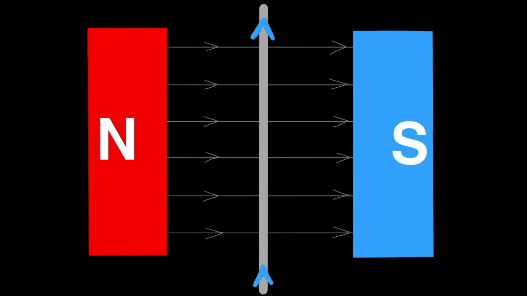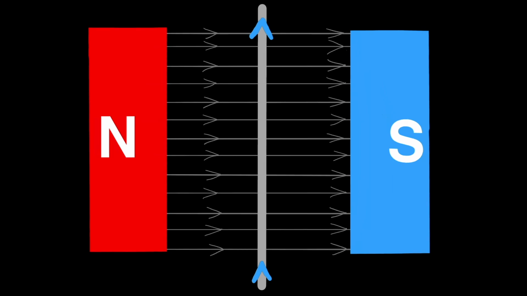Because the force is produced by the interaction of magnetic fields, one thing that we can change is the magnetic field strength between the north and the south pole. We call the measurement of this field strength the magnetic flux density, which is given the symbol B and it's measured in the units Tesla.